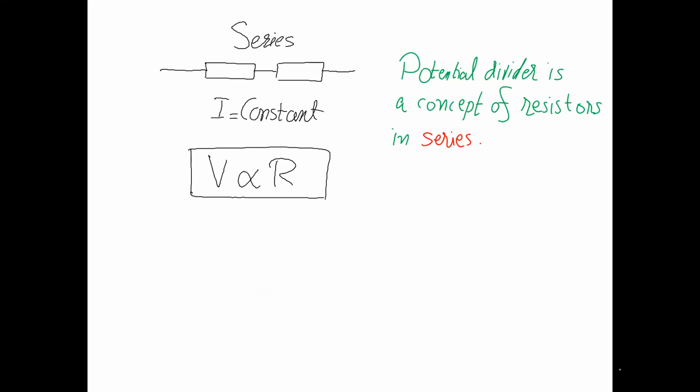Now, remember one thing. Potential divider is a concept of resistors in series. Voltage is proportional to R. Why is voltage proportional to R? Because current is constant in a series circuit. You have to copy this screen.